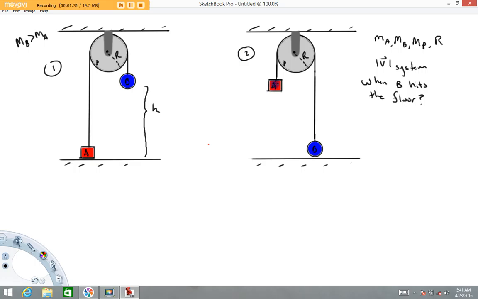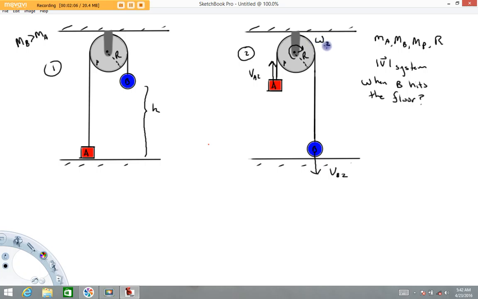Velocity vectors are very important. In picture 2, mass A is moving up with some speed, let's call that VA2. Mass B is moving down. You'll notice there's a little daylight there, and that's on purpose because we're talking about just before it hits the floor. Mass B is moving down with a speed that I'll call VB2. The pulley is also rotating, so it has an angular speed, clockwise, which I'll call omega 2.